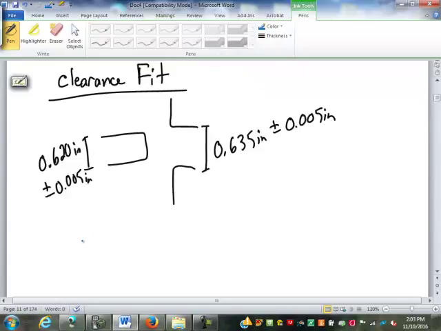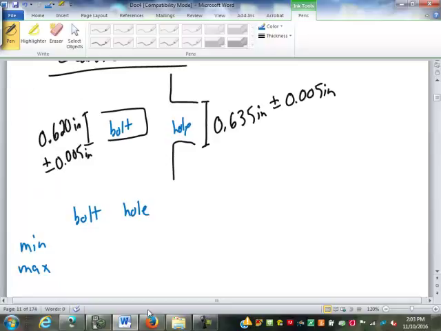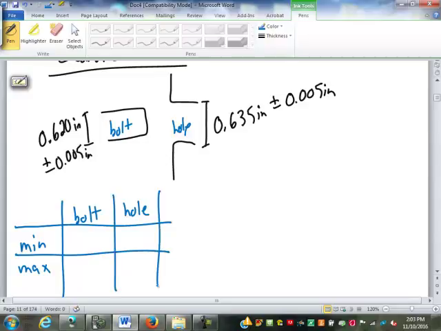So what I want to look at is the bolt and the hole, and I want to describe them a little bit. I want to find the smallest size and the largest size, the minimum and the maximum. For the bolt, what is the minimum size it can be? 0.615. What is the maximum size it can be? 0.625. Subtracting the allowance and adding the allowance. For the hole, what is the minimum size? 0.630. Maximum size? 0.640.